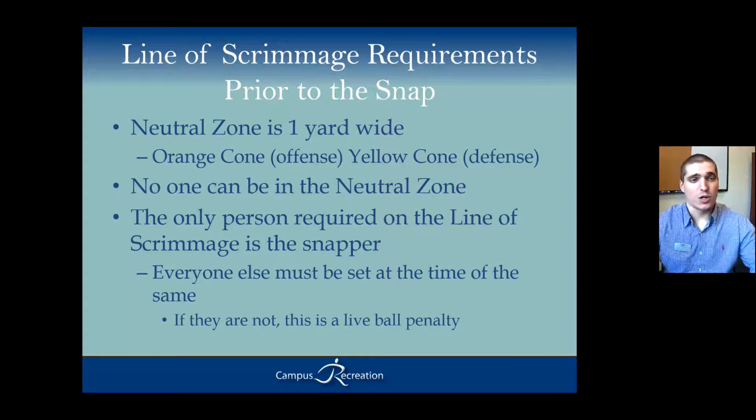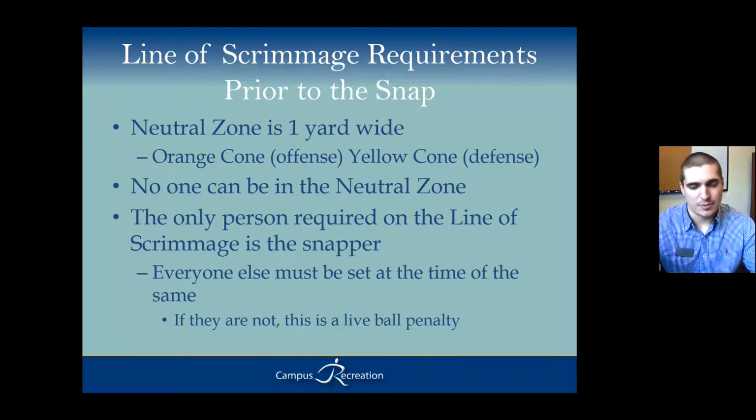So the neutral zone is 1 yard wide. The orange cone will be on the offensive side, and the yellow cone will be on the defensive side. Within that yard, nobody is allowed to be within the neutral zone. If they do, it is a penalty, and we'll get to that. The only person that's required to be in the line of scrimmage is the snapper.